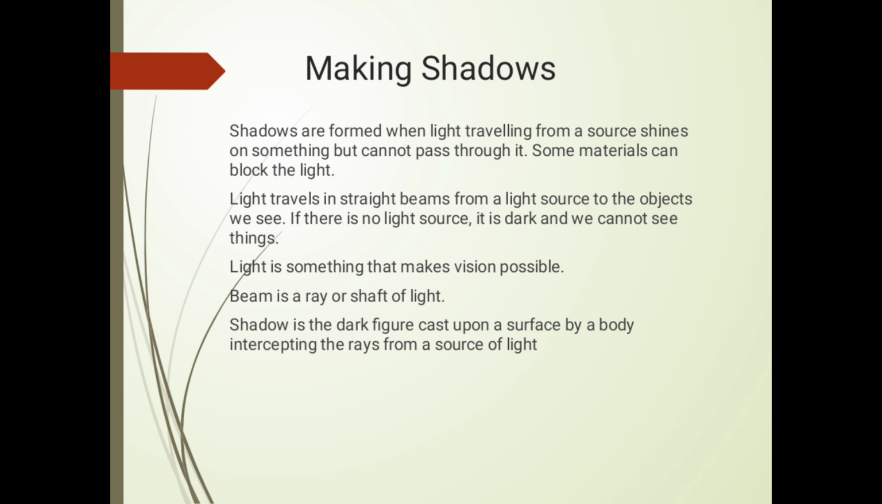Light is something that makes vision possible. Without light, you can't see, just like I said earlier. Beam is a ray or shaft of light. Shadow is a dark figure cast upon a surface by a body, intercepting the rays from a source of light.